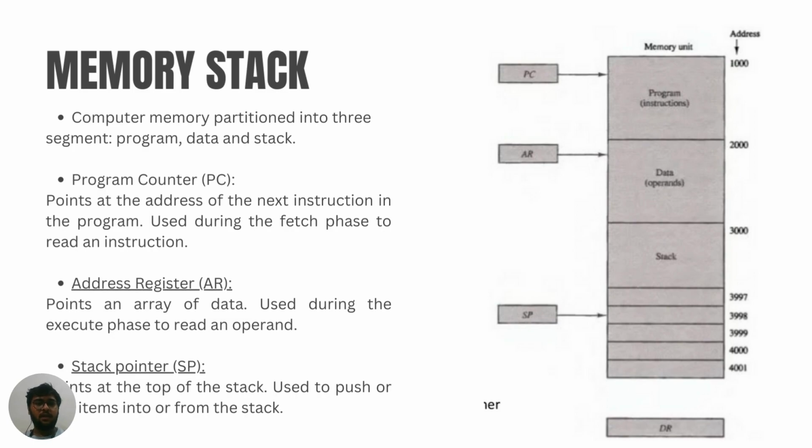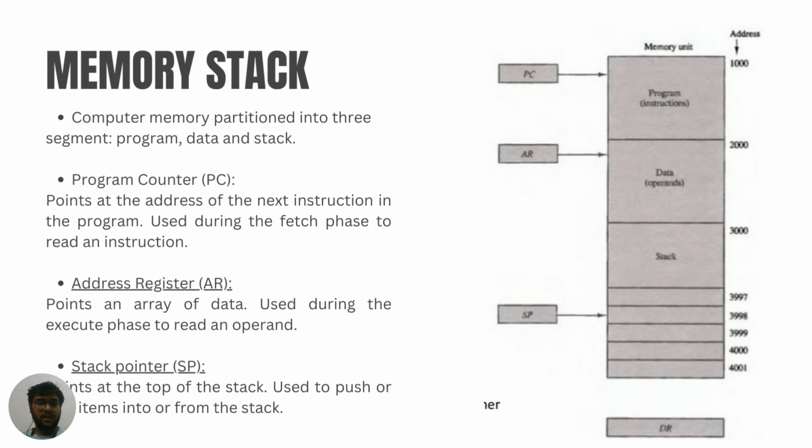So here you can see the memory stack. Here we are having a stack organization from 3000 to 4001. Computer memory is partitioned into three segments: program, data, and stack. What do you mean by program counter? Program counter points at the address of the next instruction in program, and it is used during the fetch phase to read an instruction. Second is address register, which points to an array of data used during the execution phase to read an operand. And stack pointer points at the top of the stack, used to push or pop items into or out from the stack.